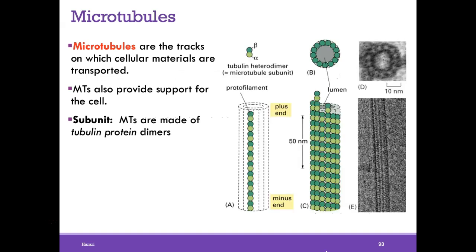Finally, we'll talk about microtubules. And microtubules are the tracks on which cellular materials are transported. Microtubules also provide support for the cells, just like actin and intermediate filaments. But microtubules are really important for transport.